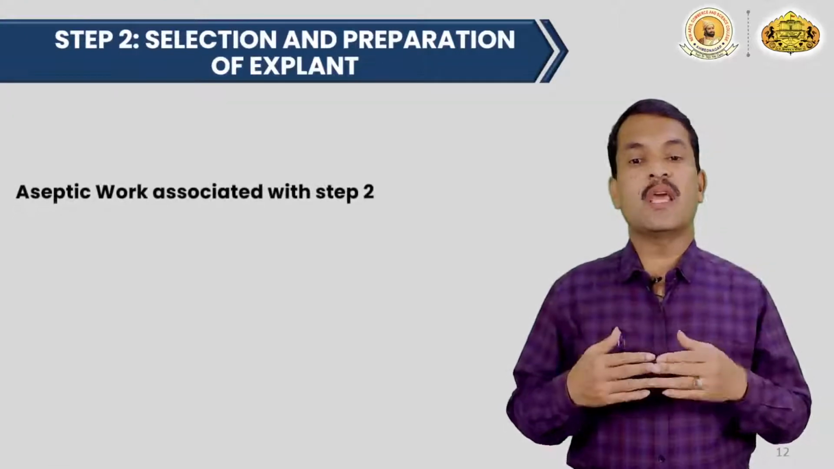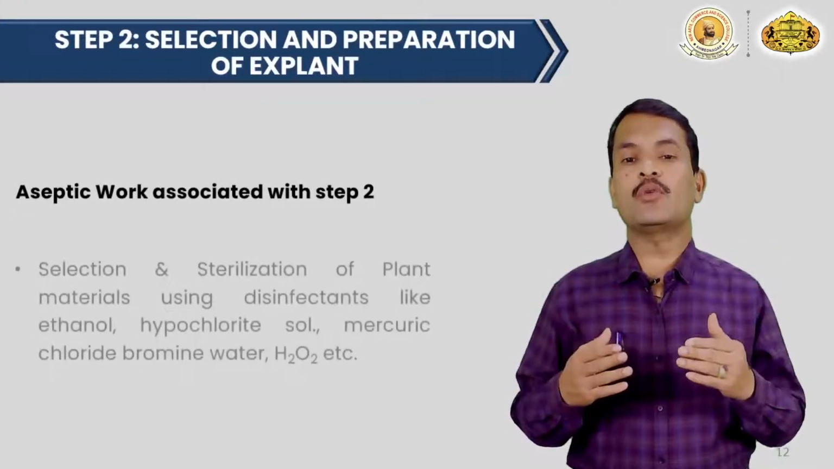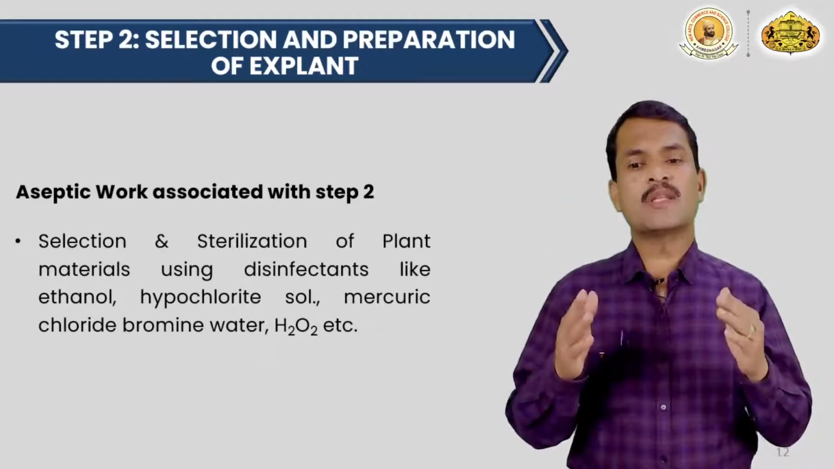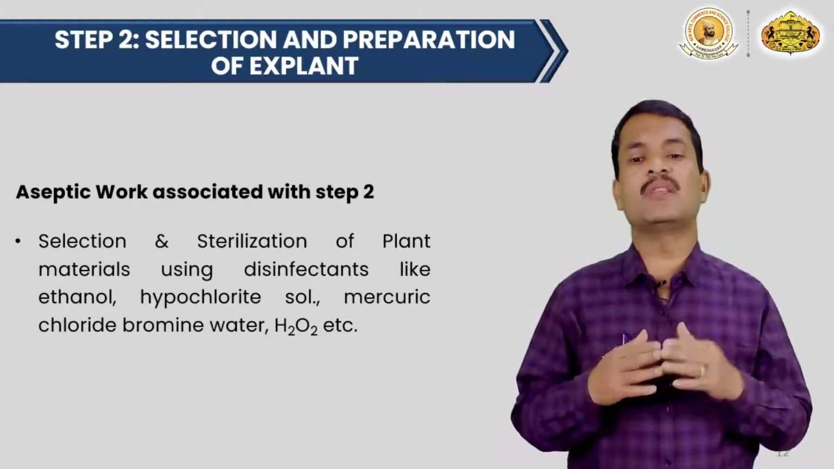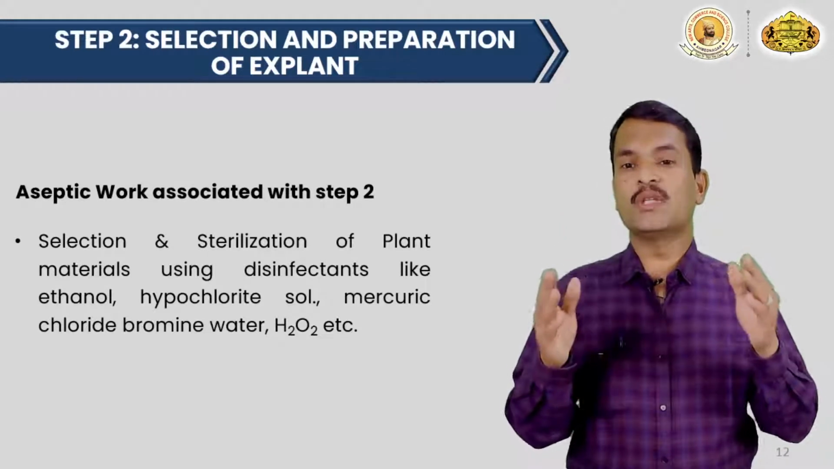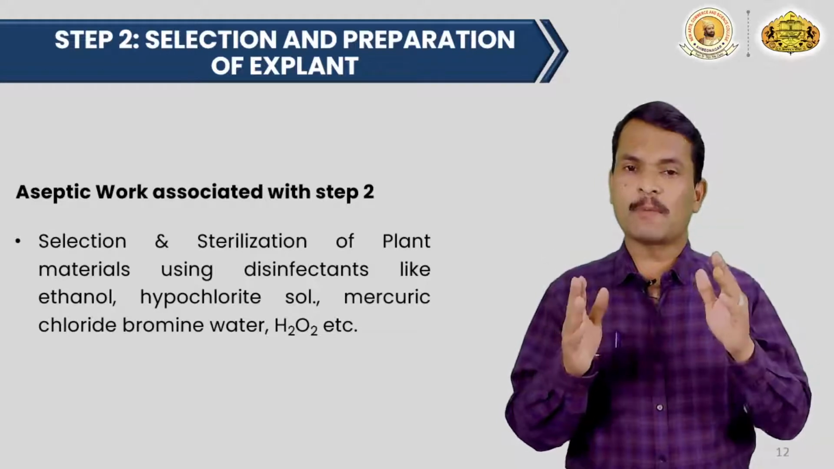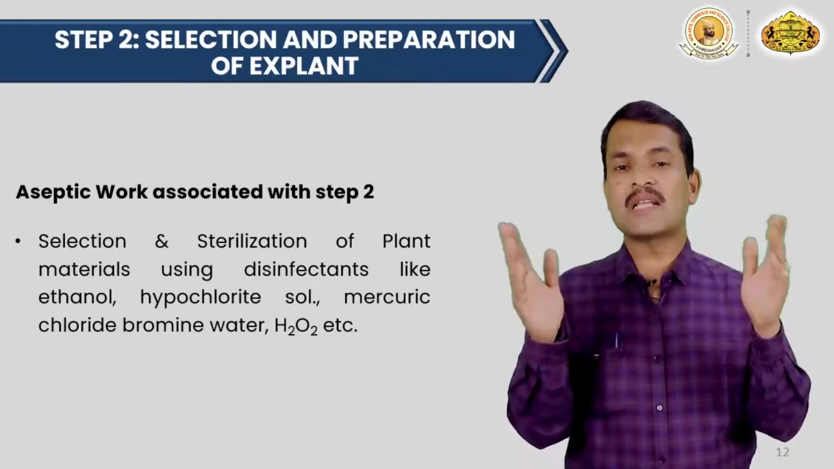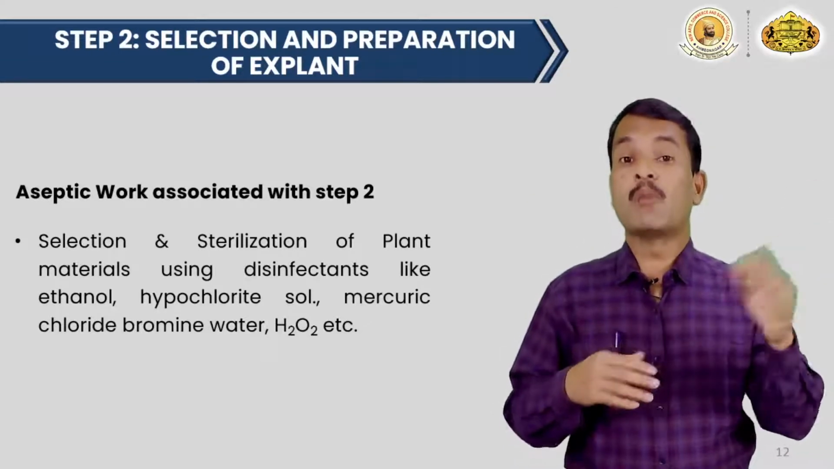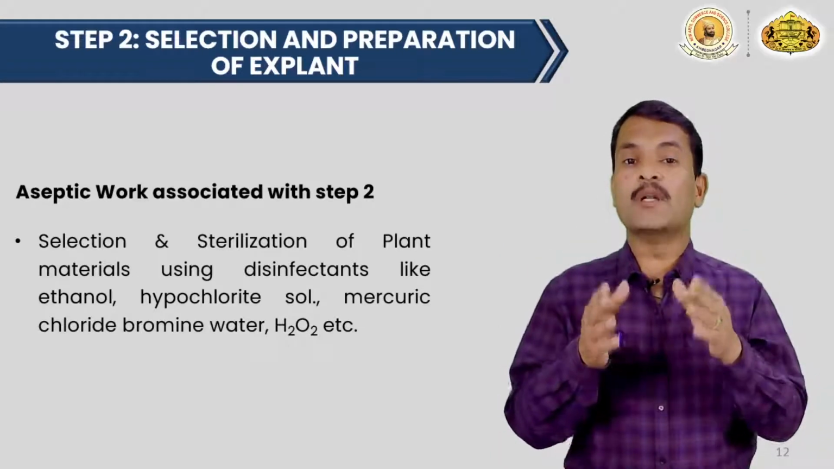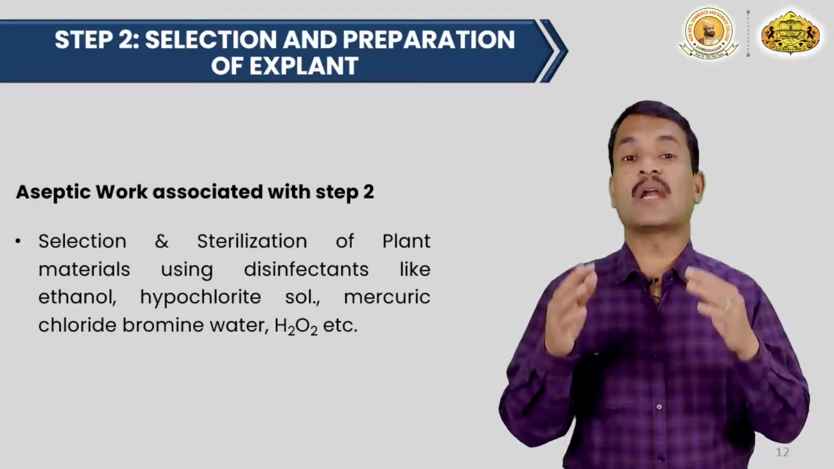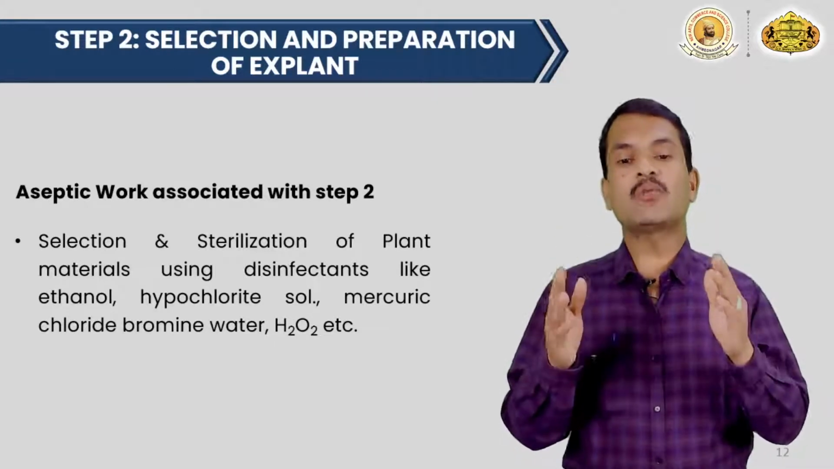In the second step, we are going to do the selection and preparation of the explant. This step is also very important, because there are several tasks associated with it, such as maintenance of aseptic conditions. You can grow your plant material under controlled conditions, so that there is less chance of contamination. Otherwise, if you bring your plant material from outside, from nature, the plant material may carry different types of microorganisms, and that may cause contamination and deteriorate your culture. So you need to take care of that.